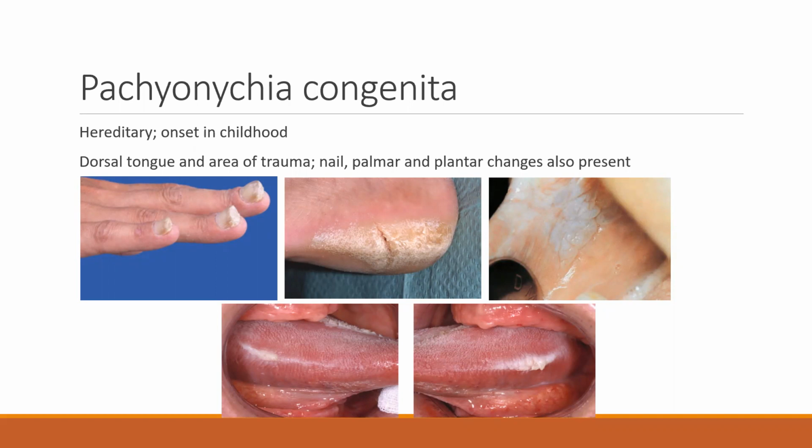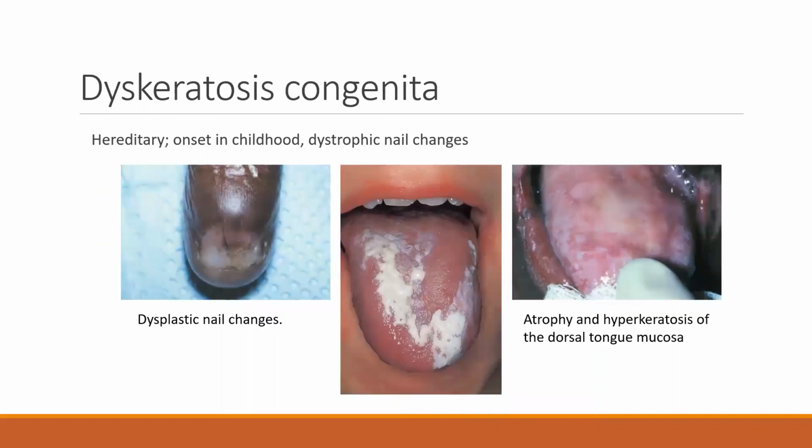But then why do we have to know all these lesions which do not require treatment? Because the next condition, which is dyskeratosis congenita, is exactly similar to all those three lesions described now. But dyskeratosis congenita has a white lesion along with dysplastic changes of the nails.